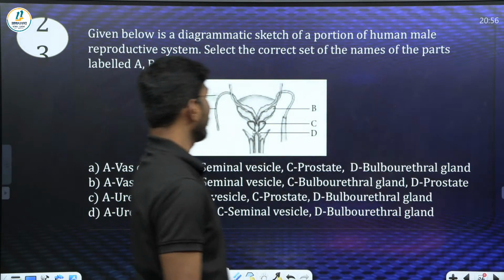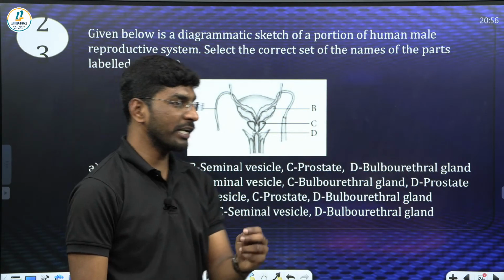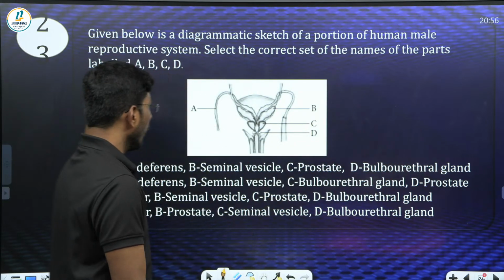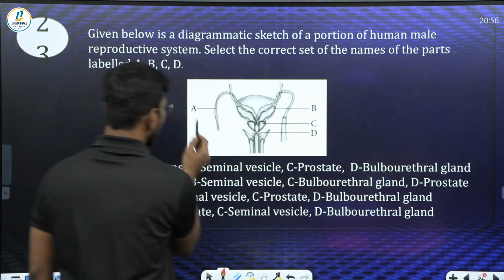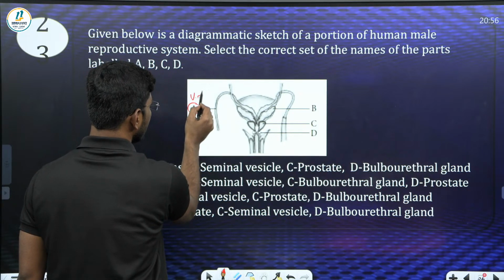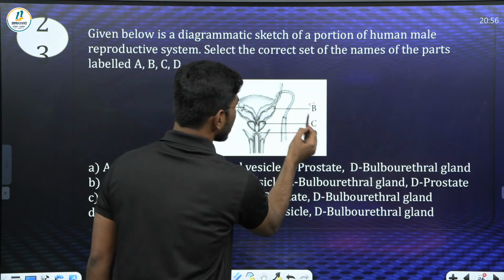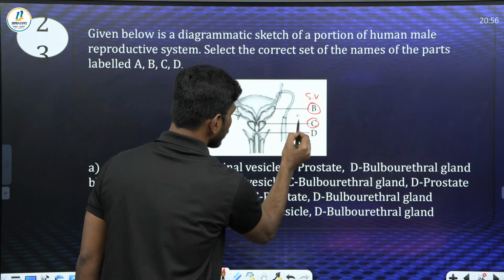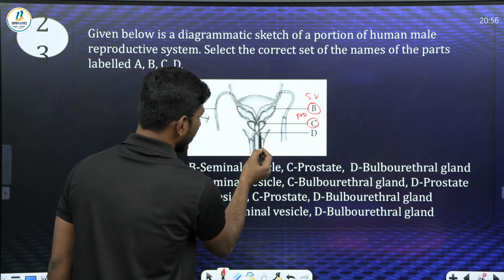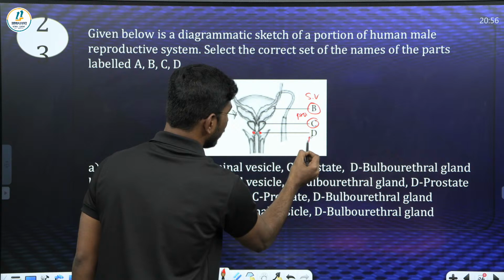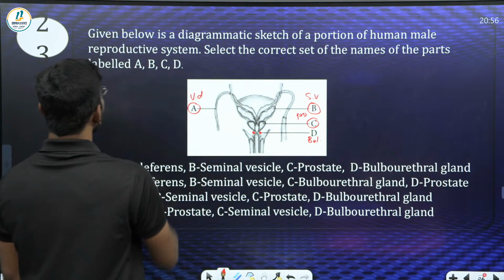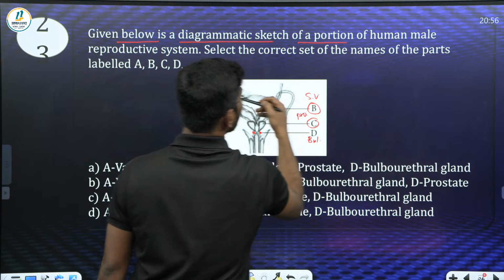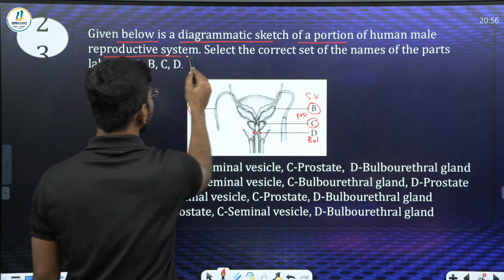What about this simple diagrammatic question from the human male reproductive system? Fast. What is the first one? First one I can write vas deferens. Okay. B, seminal vesicle. C is prostate, if I am not wrong, and these small structures are called bulbourethral glands. Done.